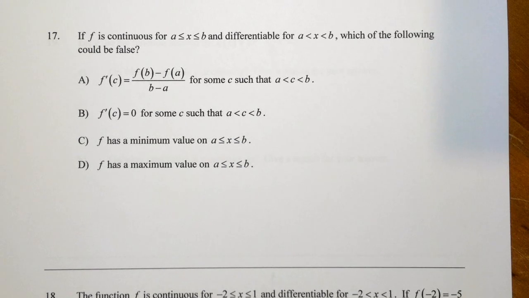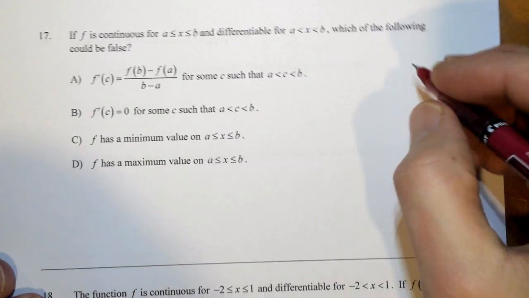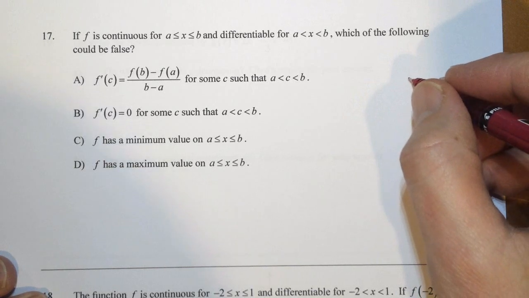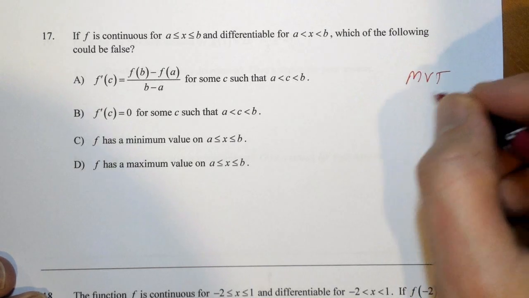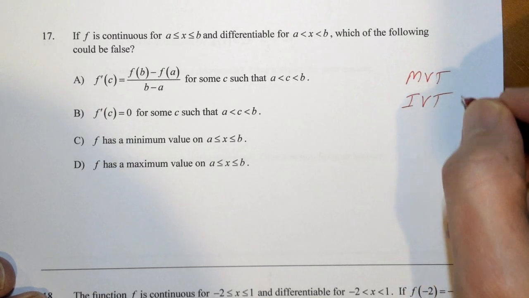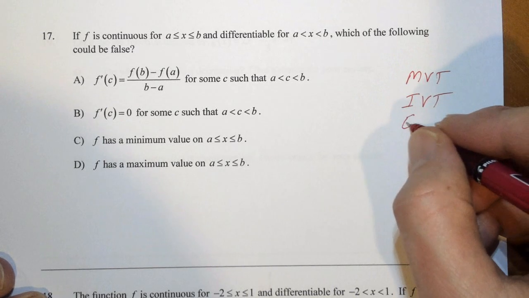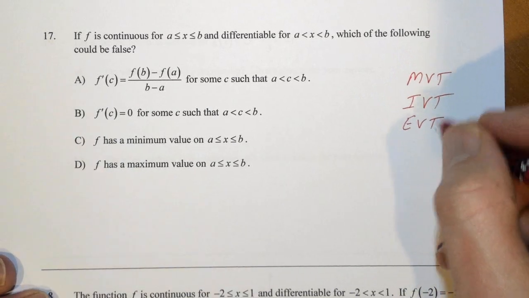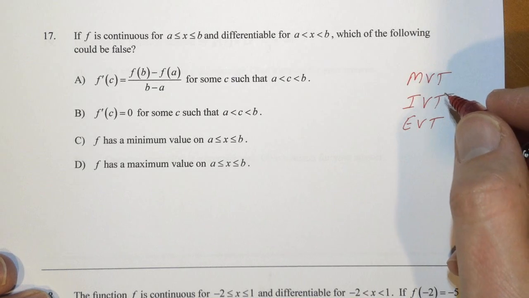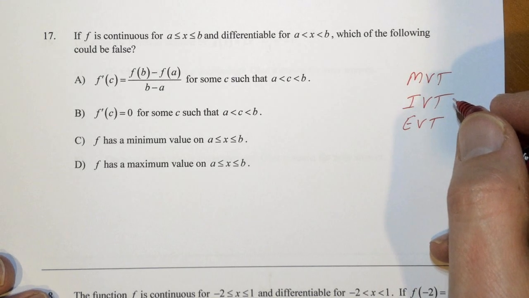Okay, we are almost done. This page right here has 17 and 18. These are both theorem problems, right? Which means that we are looking at the two new theorems, the mean value theorem and the extreme value theorem, and then the old one, which is the intermediate value theorem. But all together, these are the three theorems, and this is a question which checks us on them.